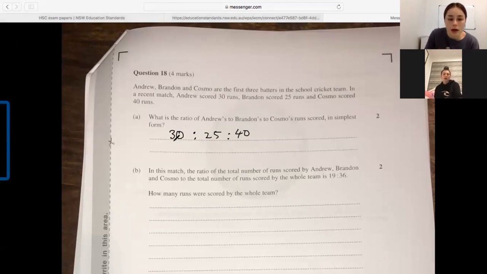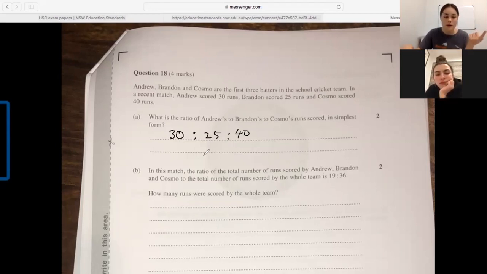So you have to think of a number that could go into all of them. If you did think about 2, you could get 15 and then you could get 20, but 2 wouldn't work for 25. So you're correct. You have to choose a different number. Which number do you reckon? I went with 5.